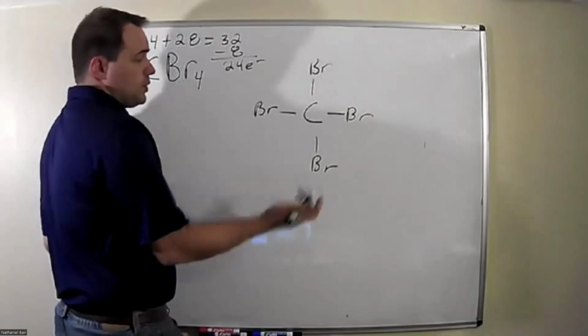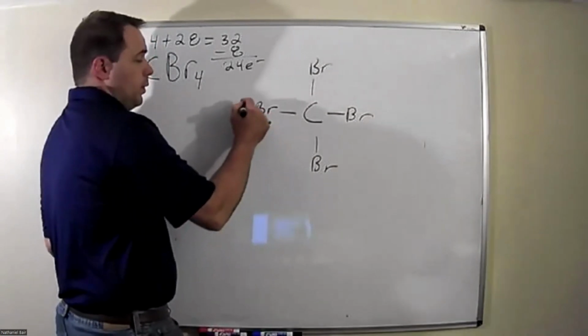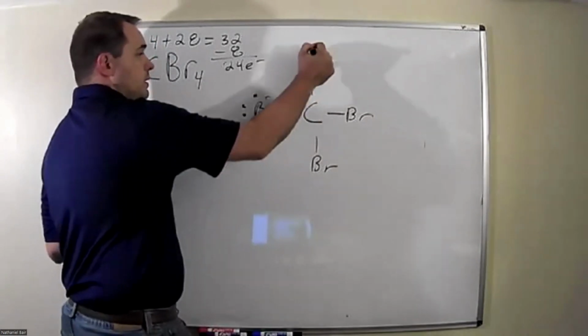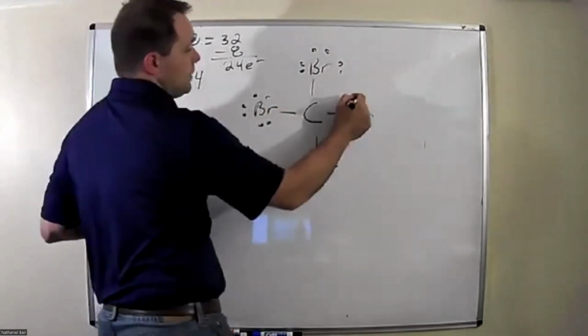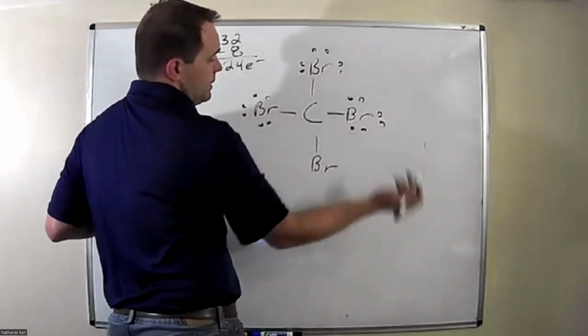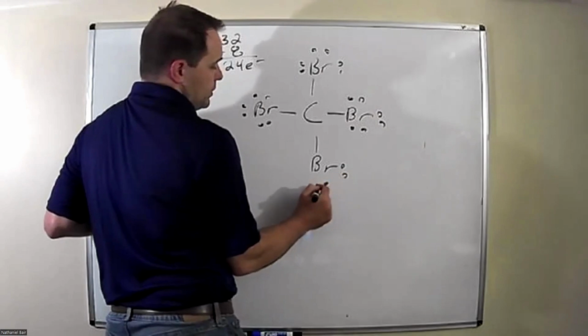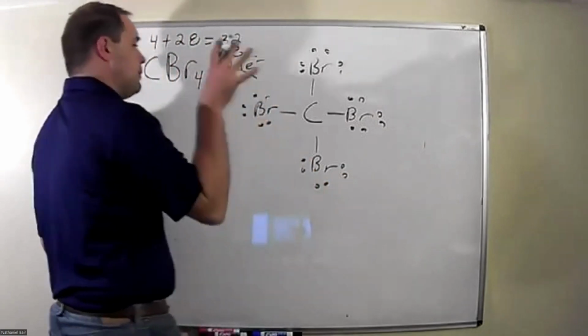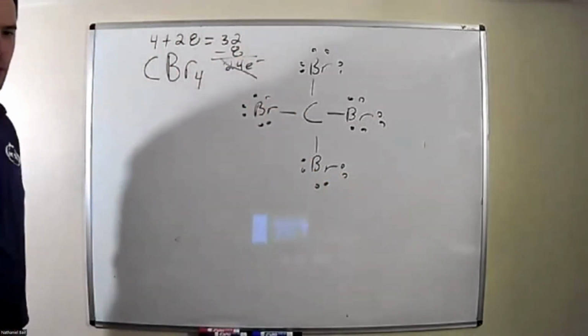A doer just starts spending, right? 2, 4, 6, that's happy. 8, 10, 12, that's happy. 14, 16, 18, that's happy. 20, 22, 24, that's happy. There's your structure for carbon tetrabromide.